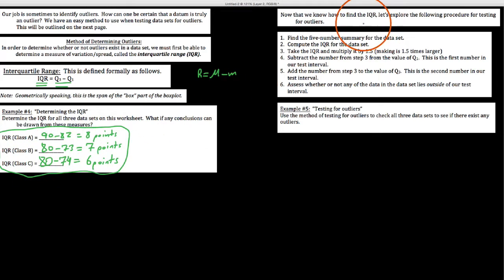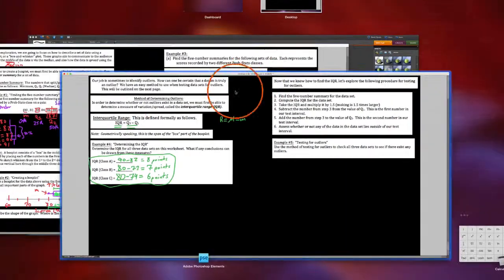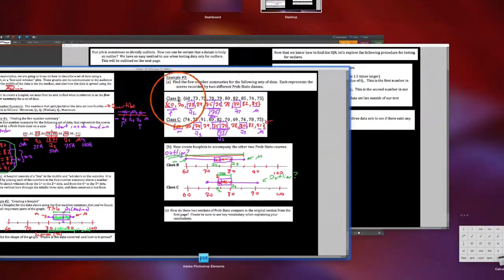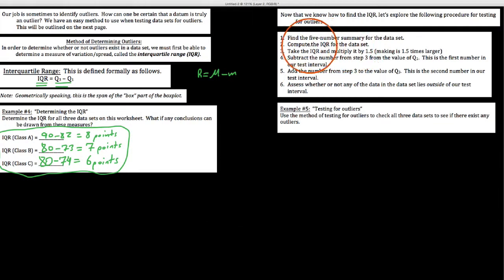Okay. So now that we know how to find the IQR, let's explore this procedure that I give us for finding outliers, testing for outliers. So when you're given a data set, it's not that you have to draw a box plot, but this is going to help us visualize it. But when you're given a data set, to test for outliers, the first thing you always want to find is this 5-number summary. And then using this 5-number summary, we'll identify Q1 and Q3, because the first 2 steps basically say this: find the 5-number summary, and then find the IQR. So we do have the IQR for all 3 data sets.